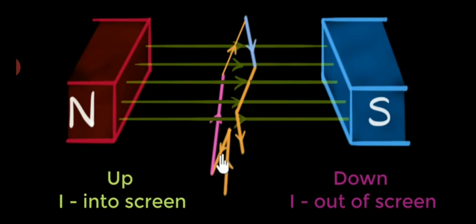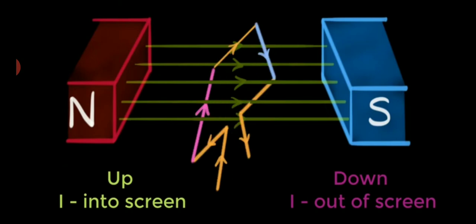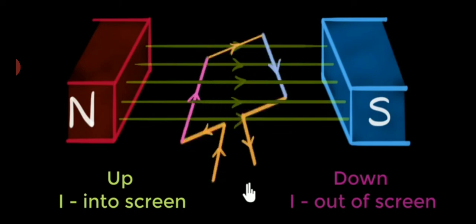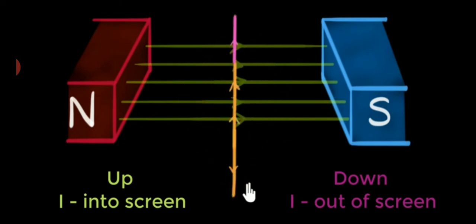So every time our coil is in this position, which is perpendicular to the magnetic field, we will see that the current direction will flip. And so if you look at the entire animation now, it looks somewhat like this. Every time the coil comes in this position, perpendicular to the magnetic field, the current direction keeps changing.